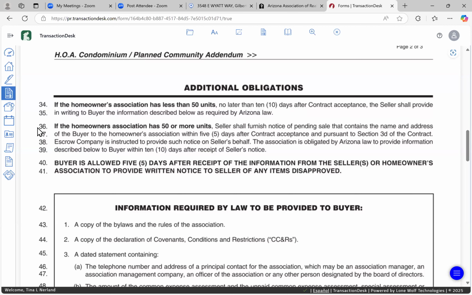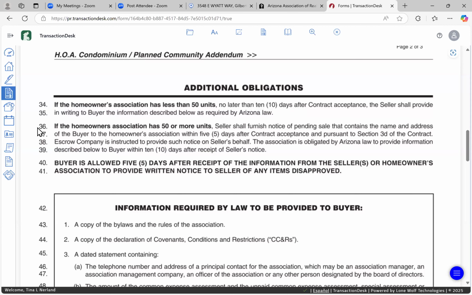If the homeowners association has 50 or more units, the seller shall furnish notice of pending sale that contains the name and address of the buyer to the homeowners association within 5 days of contract acceptance and pursuant to section 3D of the contract. So again, you have 5 days to get this document over to the buyer or the buyer's agent after going under contract, if it has not already been provided or if it was not uploaded into the MLS for them to put with their offer.